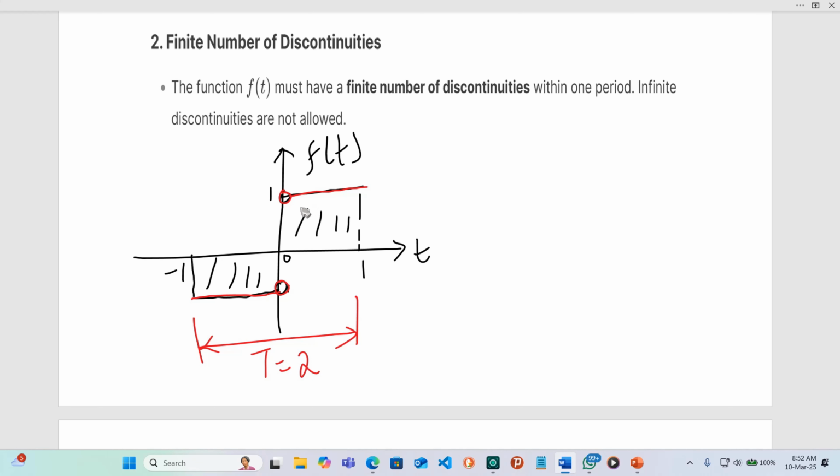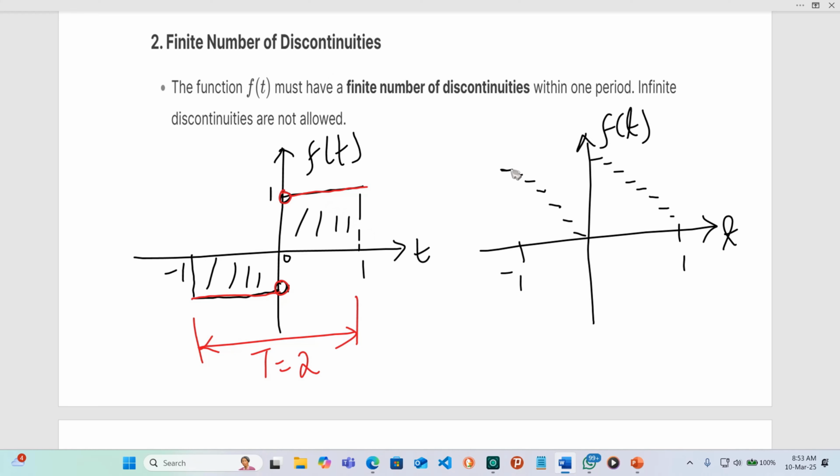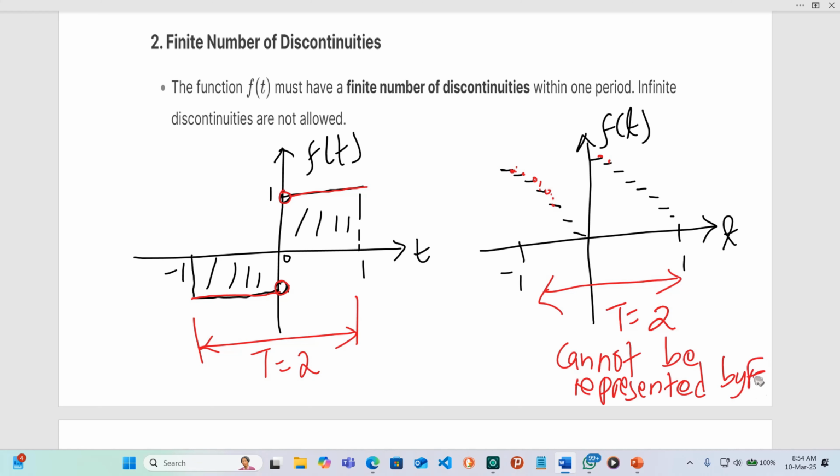But now, if at all you have an infinite number of discontinuities, like this, now such kind of a function, you can see you have very many discontinuities in just one period equal to 2. This cannot be expressed, cannot be represented by a Fourier series. This one can be represented by a Fourier series. So it must have a finite number of discontinuities within one period.